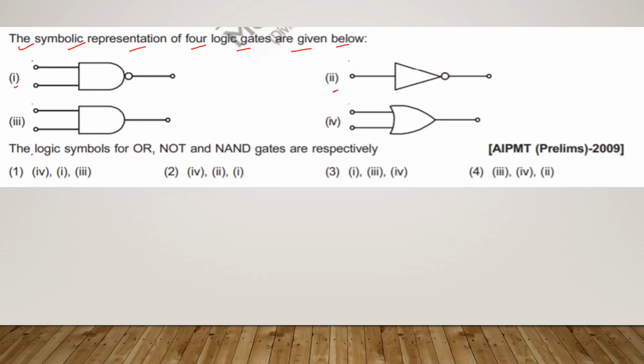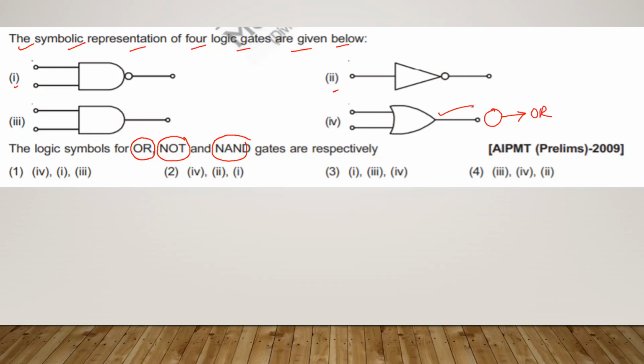He is asking for the logic symbol for OR, the logic symbol for NOT, and the logic symbol for NAND gates, respectively. Very easy question. He is just asking the symbol for OR gate, NOT gate, and NAND gate. So let us see the first one, OR gate. Which one is OR gate? This fourth option is OR gate.